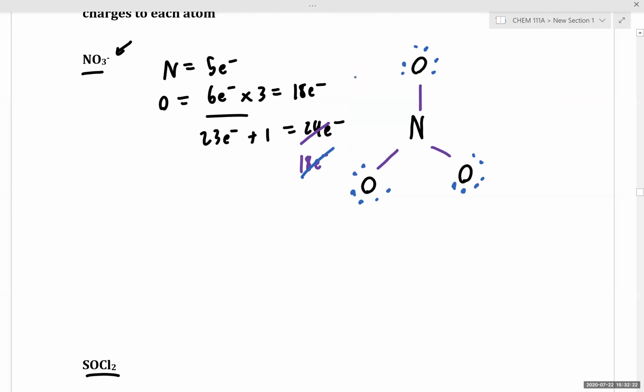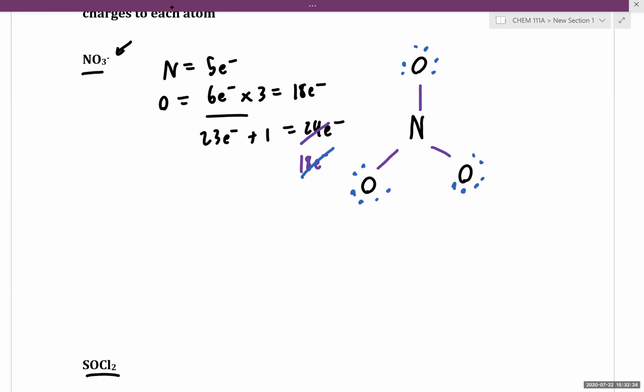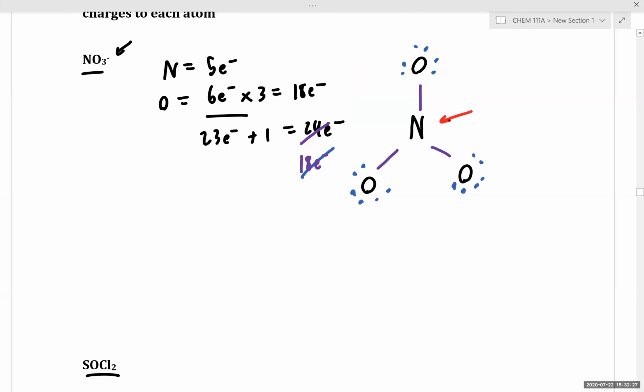Okay, now this looks great, except you look at nitrogen, and is nitrogen very happy with this so far? Does nitrogen have a complete octet? No. So we're going to take one of our lone pairs. It really doesn't matter which one. It does not matter at all. And we're going to convert it to a double bond. Now, does nitrogen have a complete octet?